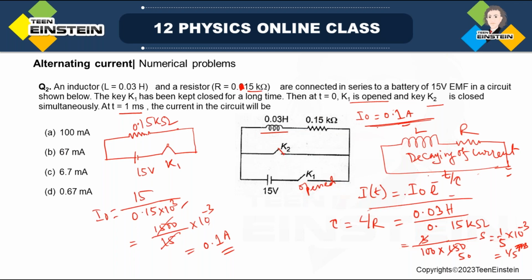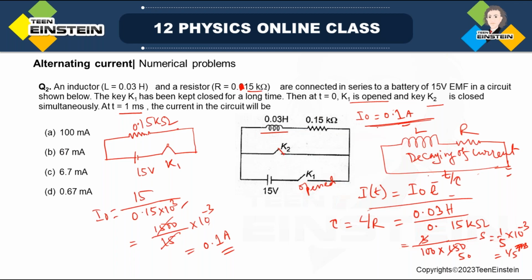We have already discussed this. So I at any instant of time t, what will be the current in the circuit? That will be I0 e to the power minus t by tau. This is also an exponential case, so exponentially the current will die out. Now tau is the time constant, that is L by R for the LR circuit, and from there I can find out the time constant for the circuit.